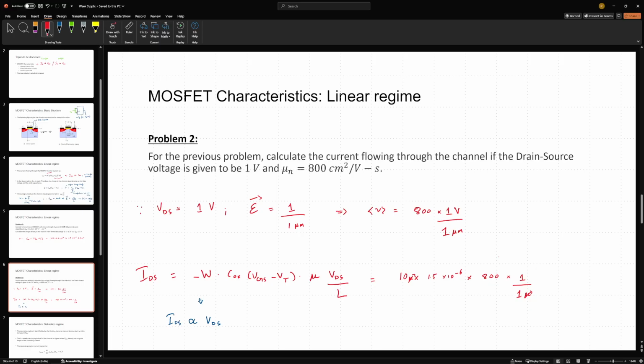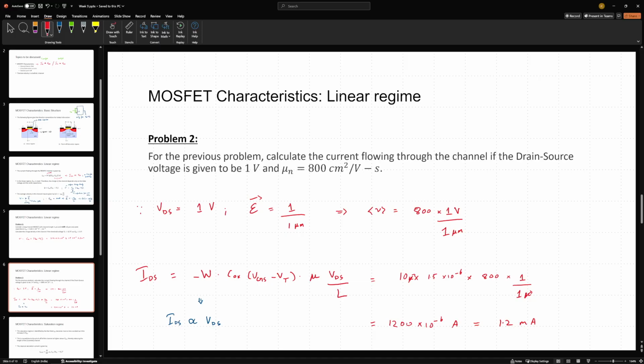The micrometer and micrometer go away. There is a centimeter square here, and this is a coulomb per centimeter square, so even those things cancel each other out. So 8 into 1.5 is going to give me 12. So this is 1200 into 10 to the power minus 6, and the unit is directly going to be ampere. So this is going to be 1.2 milliampere. So this is the current that flows from the drain to the source.